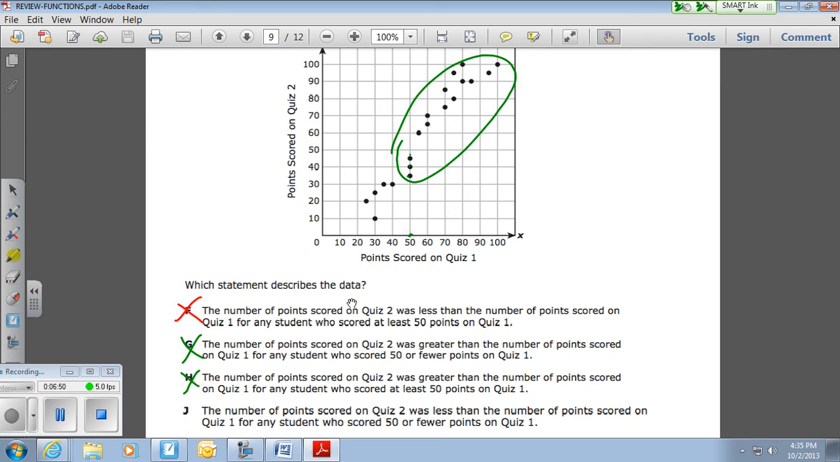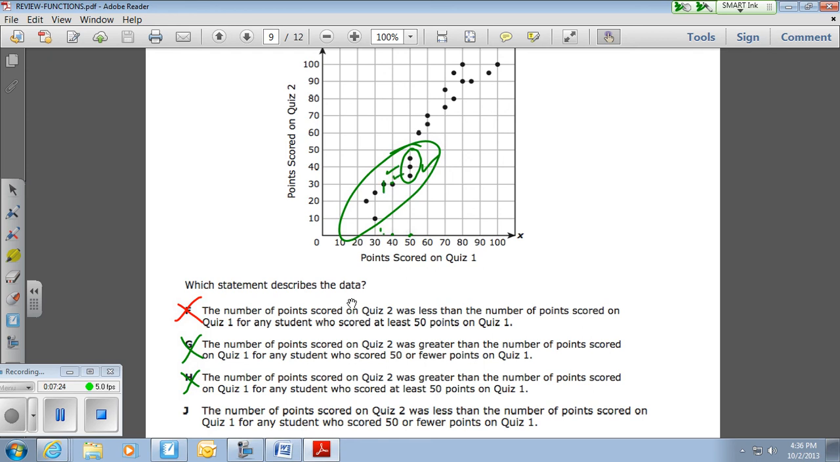So let's hope that J is the answer before I even read it. The number of points scored on quiz 2 was less than the number of points scored on quiz 1 for any student who scored 50 or fewer points. So 50 or fewer are these kids again. And the number of points scored on quiz 2 was less than. So at 50, yeah, all these are less than 50. That's right. This 40, that 30 right there is less than 40. And at 35, this 30 is less than 35.